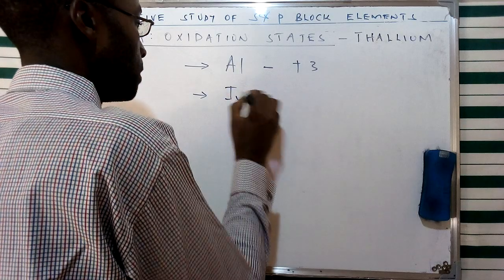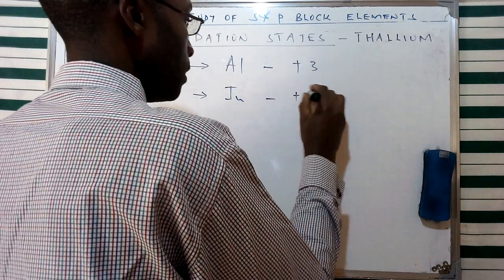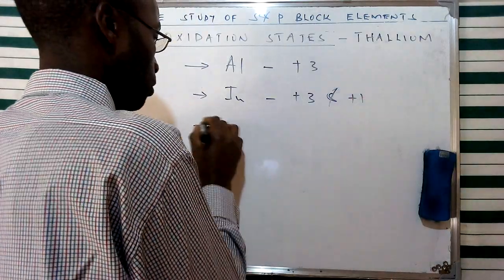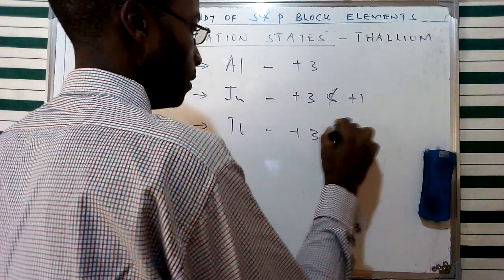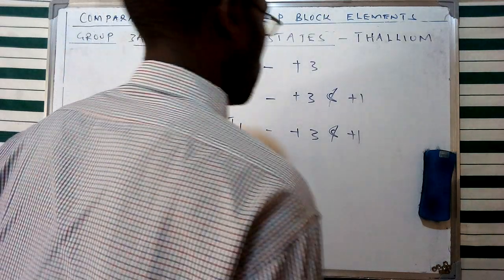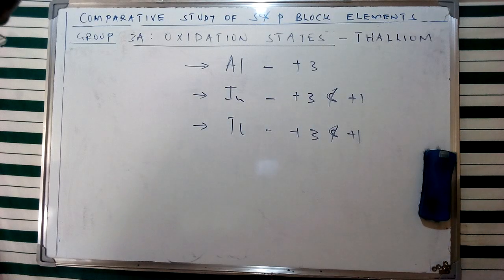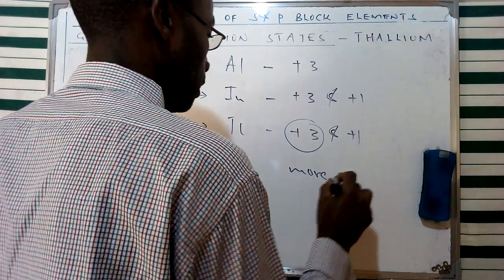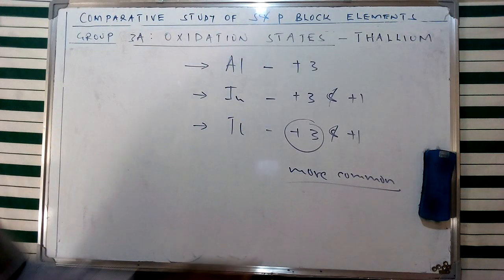Now, I'm going to give these specific members: aluminium, indium. So this also is going to have positive 3 and positive 1. And of course, we're going to also see that thallium as well is going to have positive 3 and positive 1. Now, in terms of the more common, which is going to be appearing across these specific groups, we're going to see that positive 3 is going to be the more common form of oxidation for these particular members of the group of the periodic table.